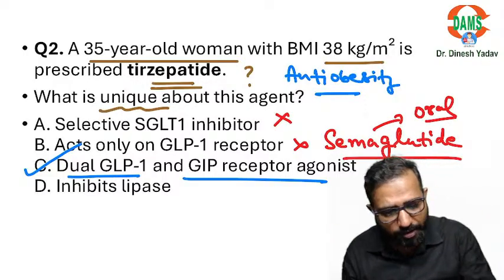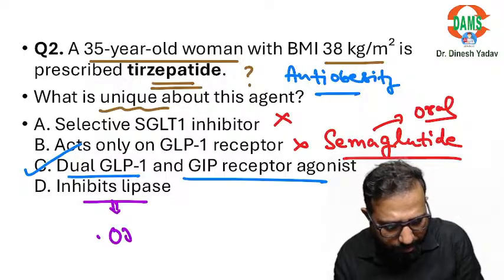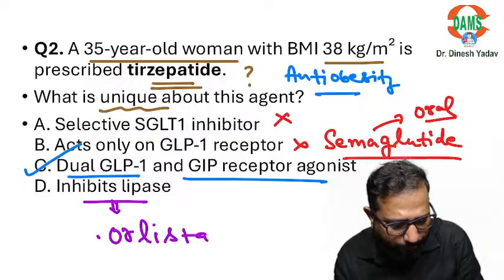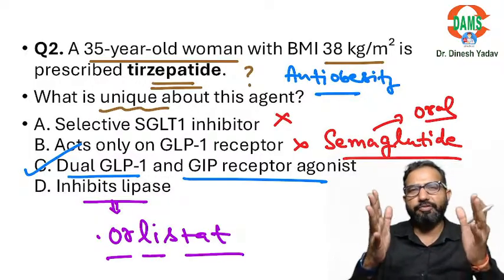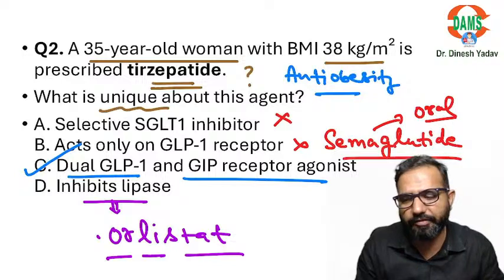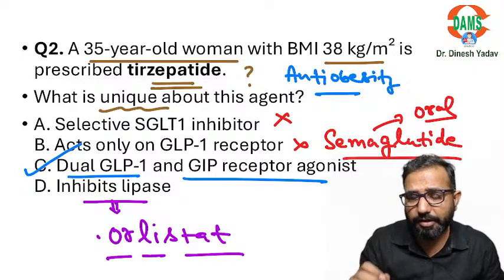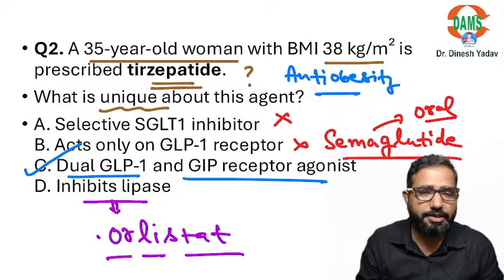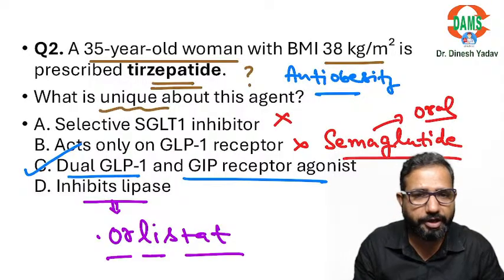It's a wonderful drug. Can you tell me the name of the drug which inhibits the lipase? The name of the drug which inhibits the lipase is orlistat. That is an oral gastric lipase inhibitor, orlistat. Because of orlistat, fecal incontinence is there. So that's why it is one of the disadvantages. It is used, but we have to be careful regarding the fecal incontinence.